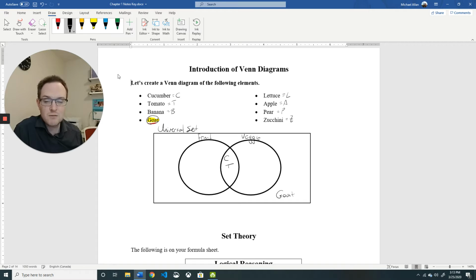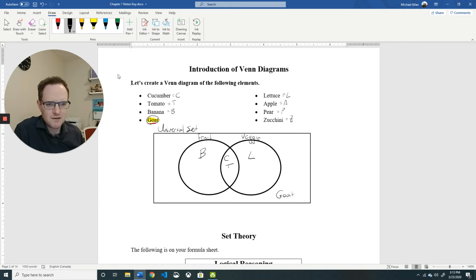Same thing with tomato. Most people say it's a veggie, but technically it's a fruit because of those seeds. A banana was never considered a veggie, so we're going to put him in this circle here, but he's not going to be in this intersection point, where he's both a fruit and a veggie at the same time. That's where cucumbers and tomatoes are so far. Lettuce doesn't have the seeds, just the leafy part of a plant, so that's completely a veggie.